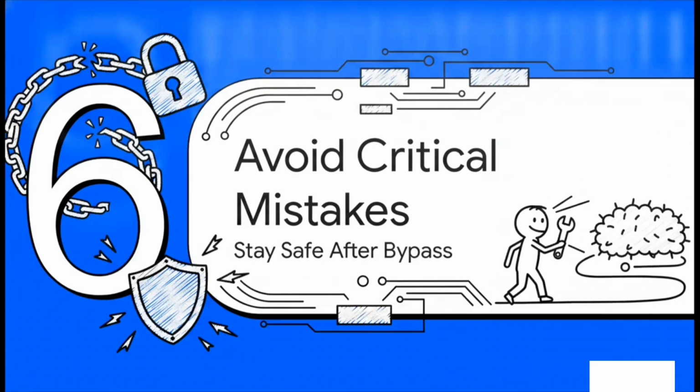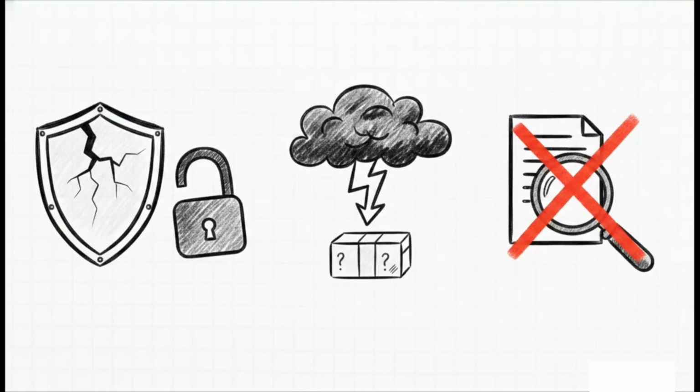Part 6. Avoiding critical security mistakes. Let's move to our final takeaways and see how this builds into the real world. There are 3 specific critical mistakes that can transform a completely safe bypass procedure into a massive security risk. First, leaving your system shields off. If you forget to turn Defender back on, you are flying completely blind on the internet. It's incredibly dangerous. Second, trusting shady mirrored downloads.